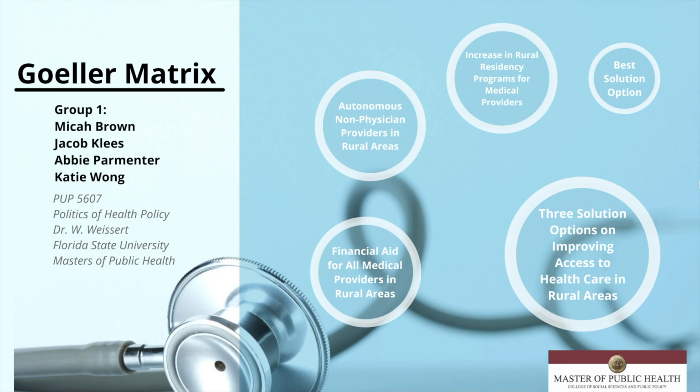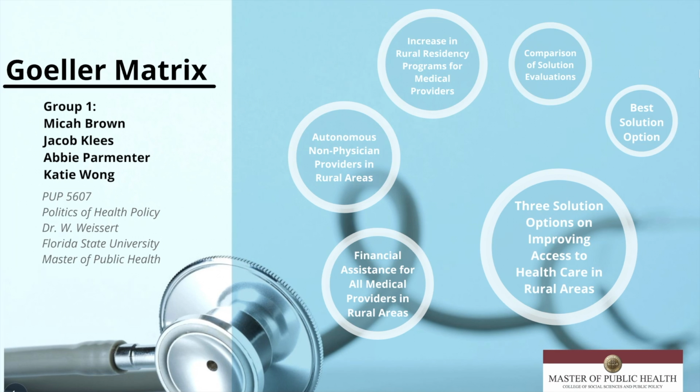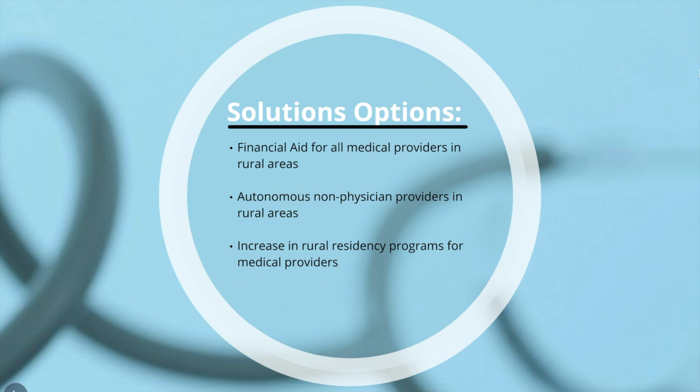In this video presentation, we are proposing 3 solution options to improving access to healthcare in rural areas. The 3 solution options we have chosen are financial assistance for all medical providers practicing in rural areas, APRN and PA autonomy, and increasing the scope of rural residency programs at the state and/or federal level. Research shows that these 3 solution options mitigate the issue of limited access to healthcare due to medical provider shortages in rural areas.